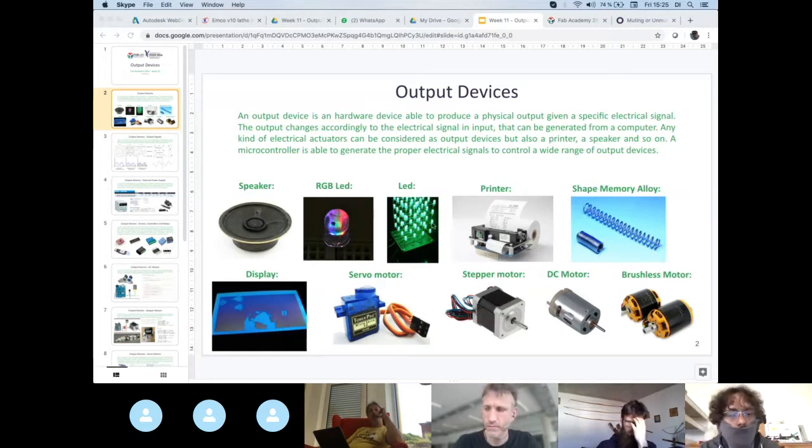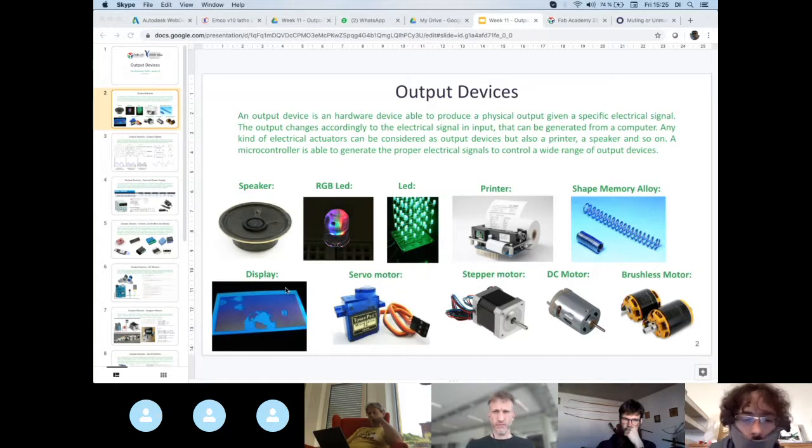So displays, we have a lot of different kinds of displays. Displays can be categorized by, for example, color display or just grayscale display. We also have only character displays or graphic displays. We will see some of this in the next slides.